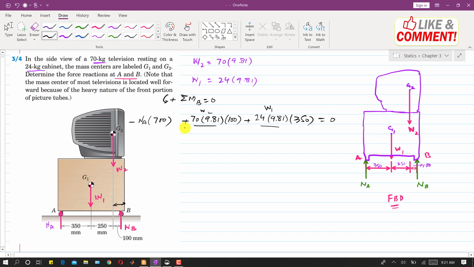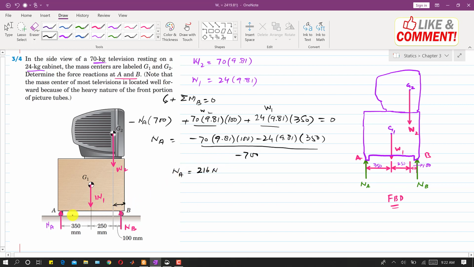If you want to find NA, we will take both of these terms to the other side of the equation and divide by 700. So NA will be equal to minus the rest of the terms. If we solve this, we will get the reaction, the normal force at point A. So this comes out to be 215.82, approximately 216 newtons.